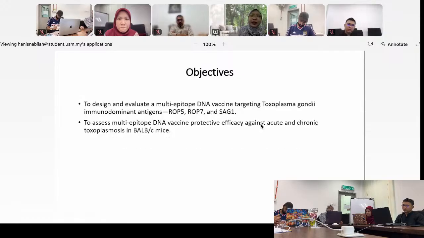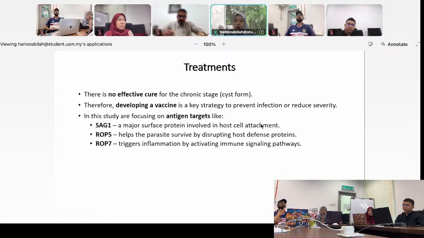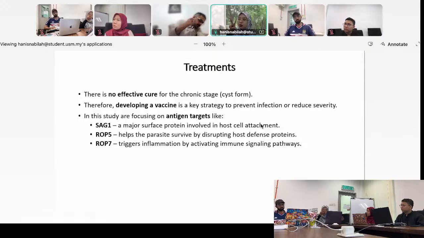So for the objective, okay, sorry. SAG1 is a surface protein involved in cell attachment. ROP5 helps the parasite survive by disrupting host defense proteins, and ROP7 triggers inflammation by activating immune signaling. Are these three proteins available in all of the stages of the life cycle? Not sure, to be honest, but in this paper they use two strains of the parasite, which indicate two forms of the parasite.